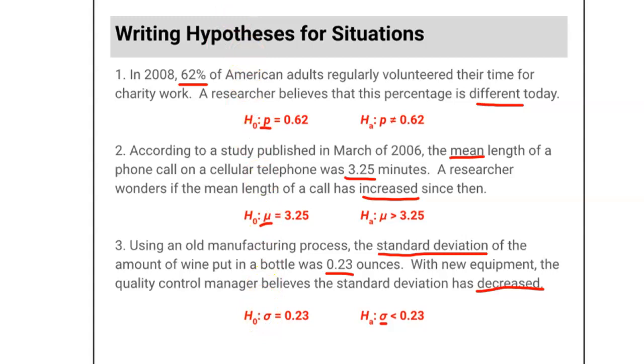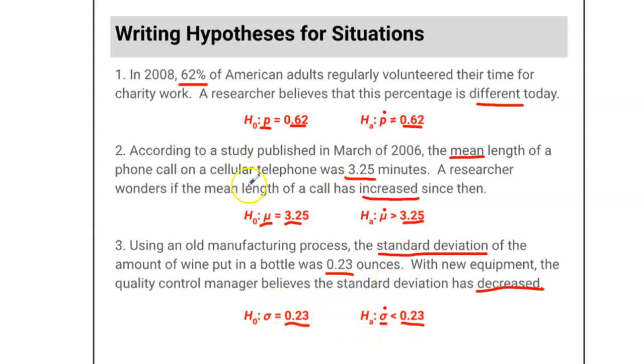Now, for the alternate hypotheses, notice that they all have the same exact number. That's 0.62. That 3.25. That 0.23. That number has to be exactly the same when you're writing an alternate hypothesis. And the parameter is the same as well. P is the same as here. Mu is the same as here. And sigma is the same as here.